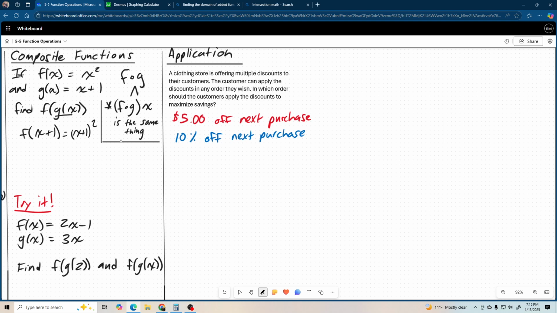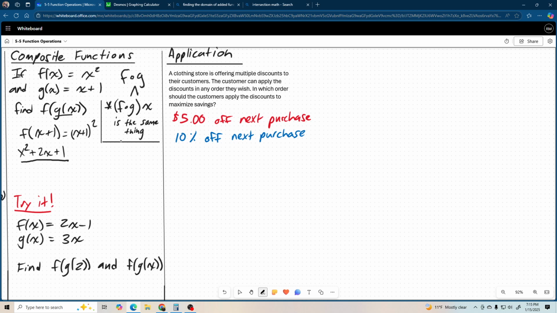Now you can FOIL this out if you want to. This would just be x plus 1 times x plus 1, and hopefully you remember this little pattern. This is going to be x squared plus 2x plus 1. And that's it. This is what f of g of x would be.